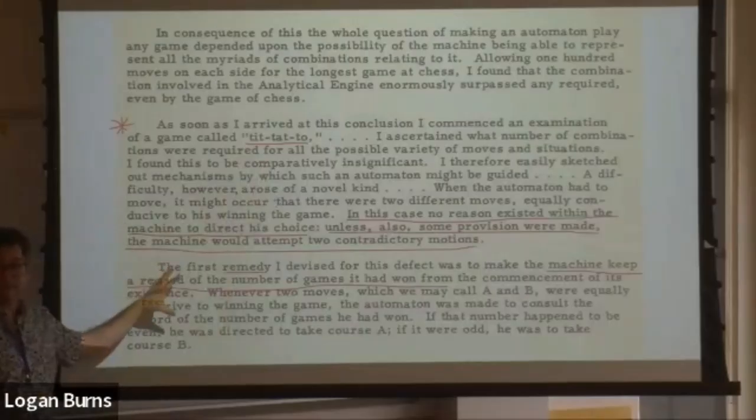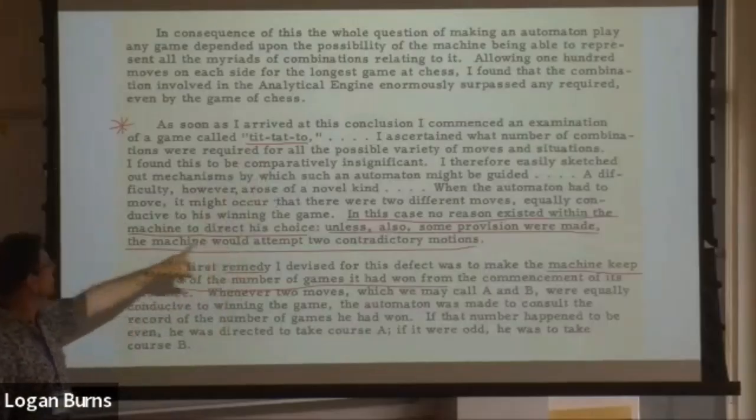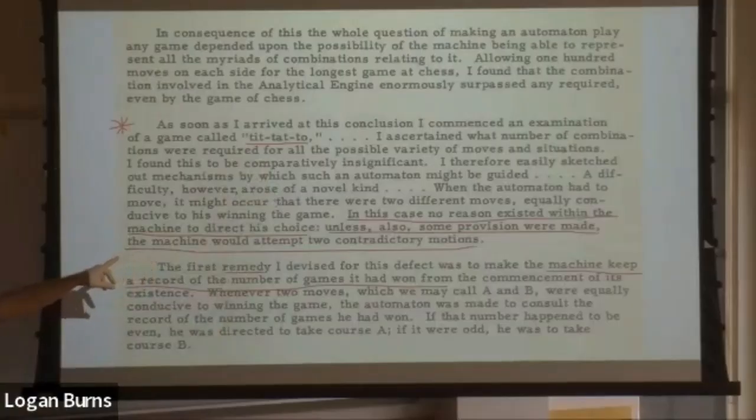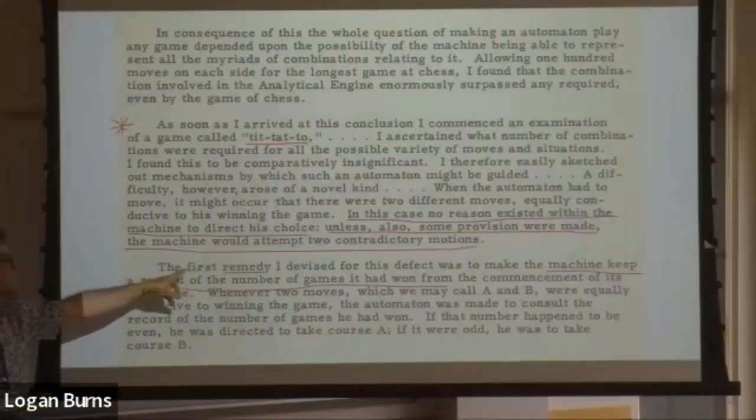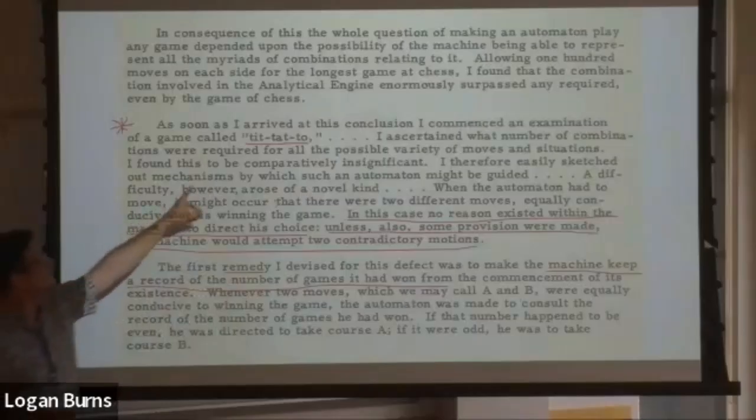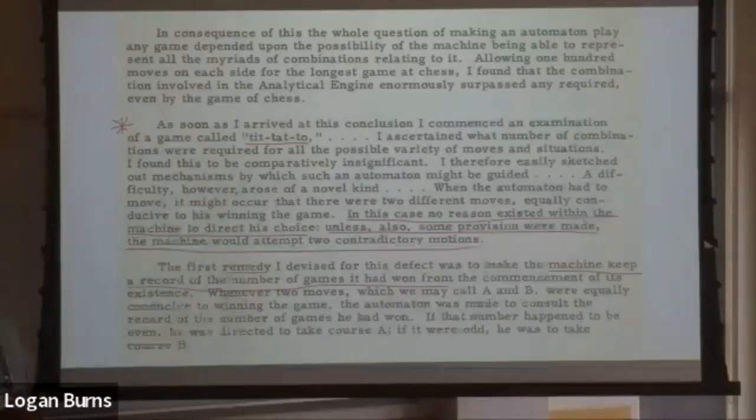This is his interview in 1863, and he says no reason existed within the machine to direct its choice. Some provision were made for the machine to attempt 2 contradictory motions. The remedy was to keep record of the number of games that won from the commencement of existence. So he's talking about memory. So in 1863, he's already talking about computer-aided intelligence. He's such a brilliant person, really, on his own. He realized the significance of what actually didn't become his analytical engine, but he saw where he could go with this. And I think it's interesting that tic-tac-toe in the 19th century was called something different, but that's a whole other thing. Okay.